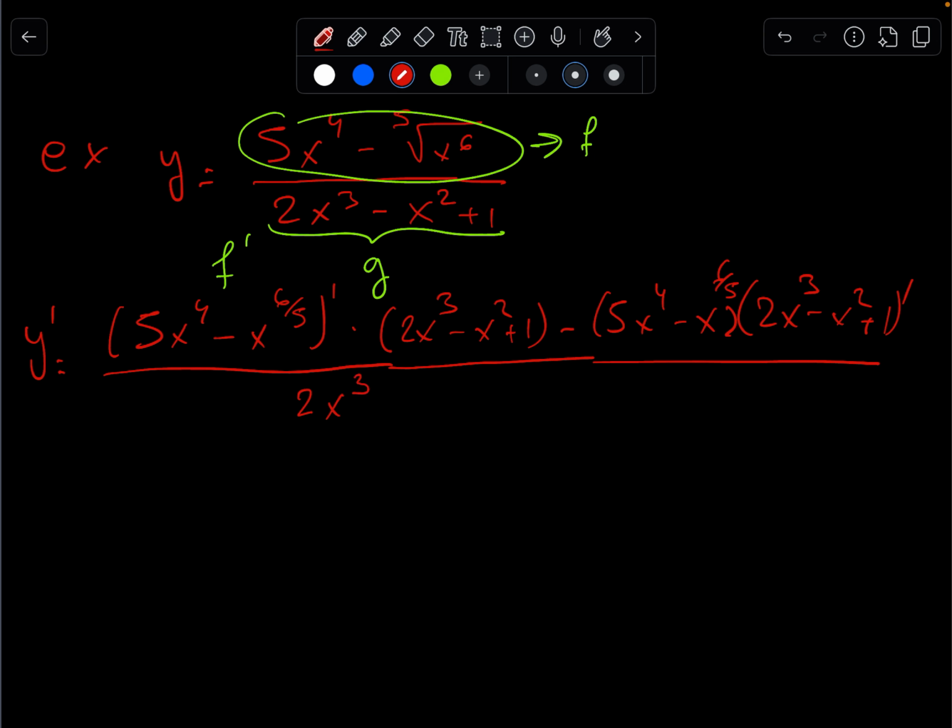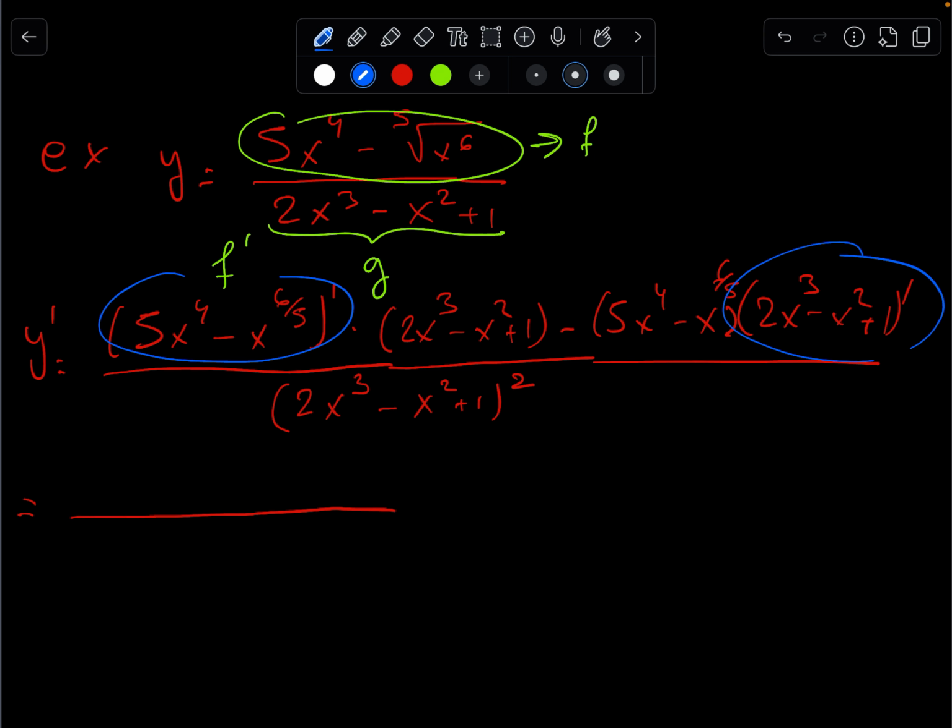In the denominator, we don't do anything else but squaring it, and we're going to leave it as such throughout the calculation. Okay, so now what we have to do is just find these two derivatives, and we're done with this problem. Okay, so the derivative of 5x to the power 4 is 20x to the power of 3 minus 6 over 5 x to the power 1/5.